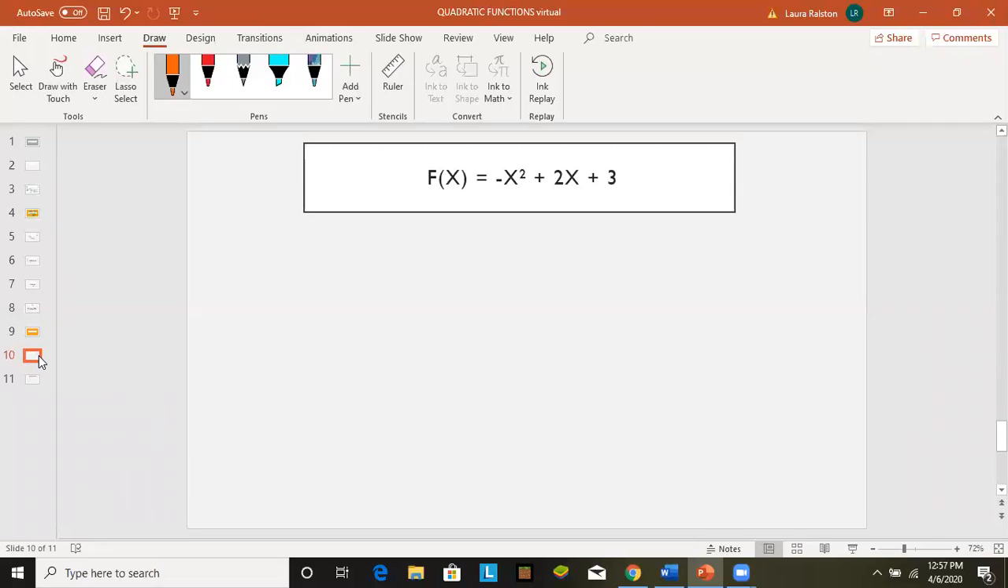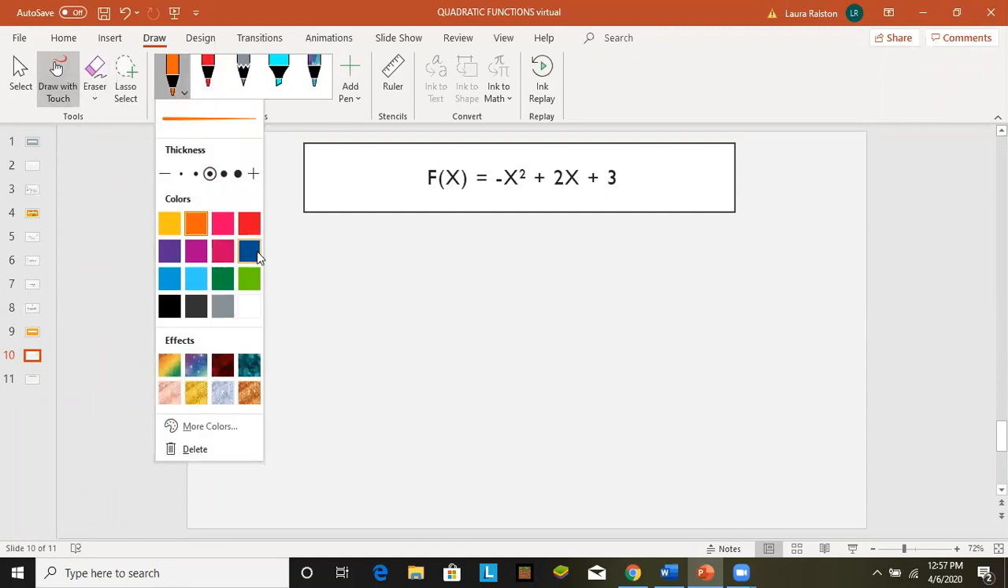f of x equals negative x squared plus 2x plus 3. And honestly, it really doesn't matter where we begin, whether I start with finding the x-intercepts or the zeros or the vertex. Okay, it really doesn't matter. I just have a tendency, I guess, to do the vertex first, but it's really up to you, so you can really begin wherever you want.